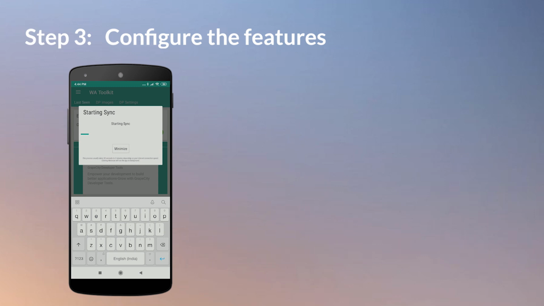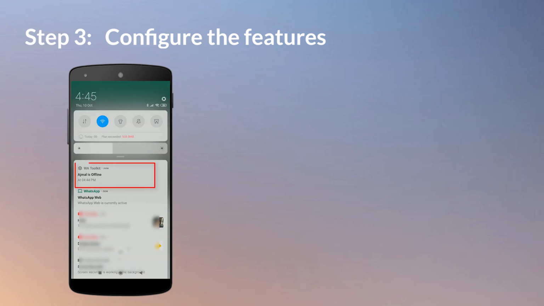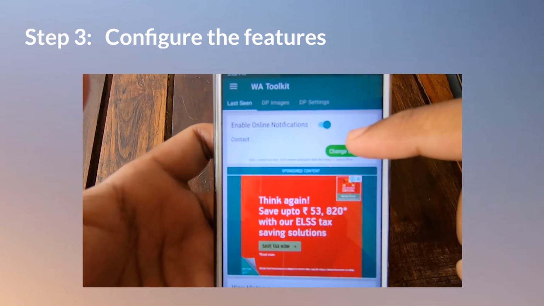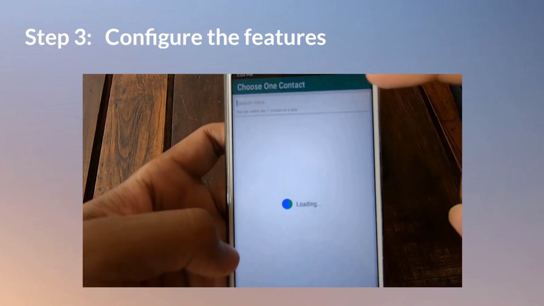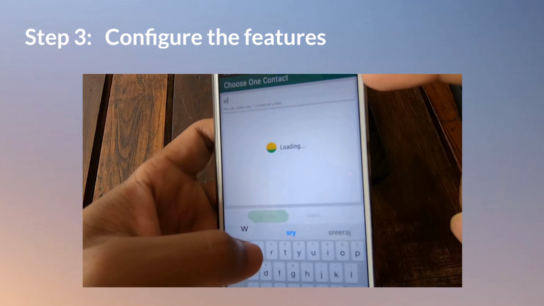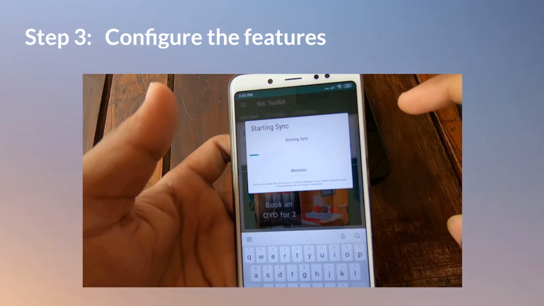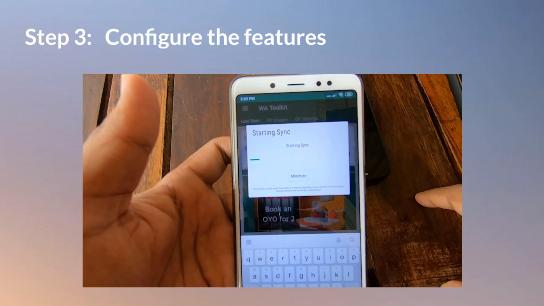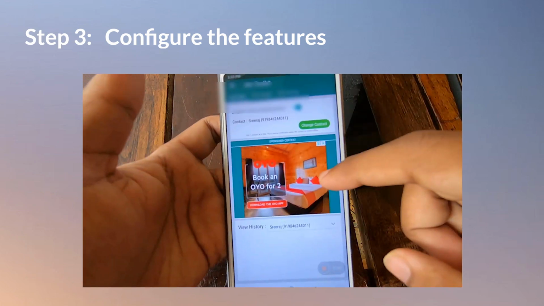Now the app starts syncing with the WhatsApp servers to get updates of the contact. The sync is complete. Now I have got a notification that my friend Ajmal is offline at 4:44 PM. Next, I am changing the contact. This time I am testing on my third smartphone. I am selecting my contact, clicking done, and it's syncing again with the new contact. My tracking contact is updated now.